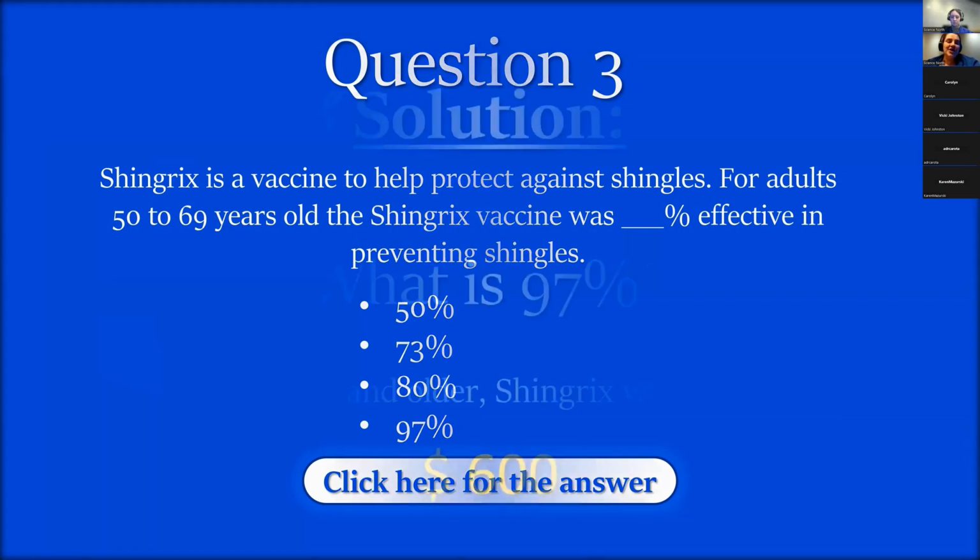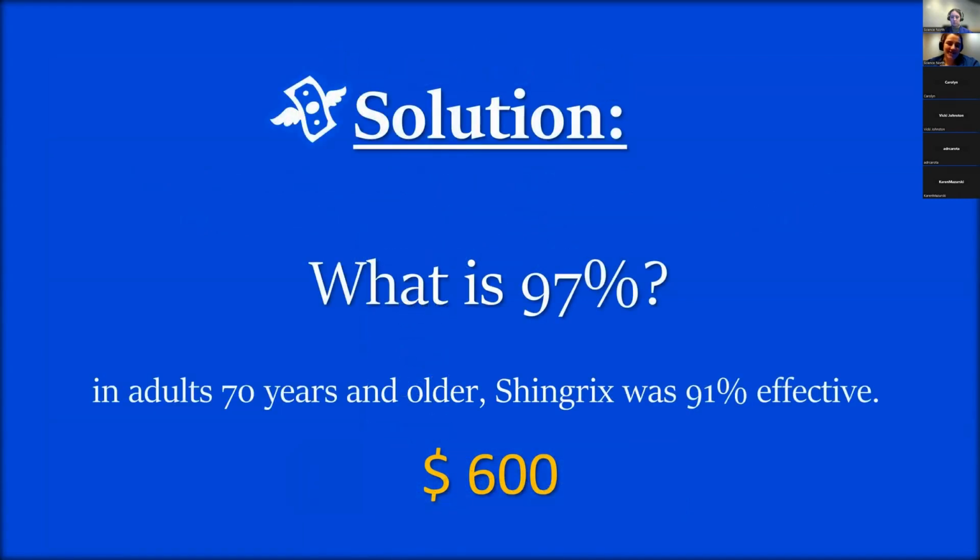So if you answered 97% effective, congratulations, very well done. You can give yourself $600 for that question. And in adults 70 years old and older, Shingrix was 91% effective. So yes, there was a decrease in effectiveness as you age. So getting it earlier provides you with more protection, which is great.